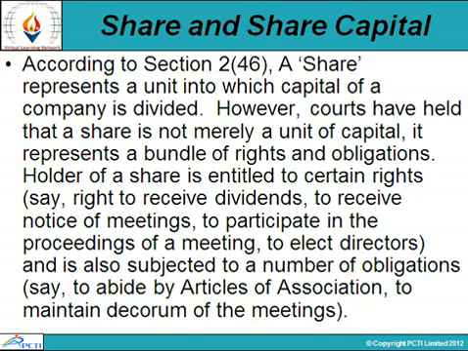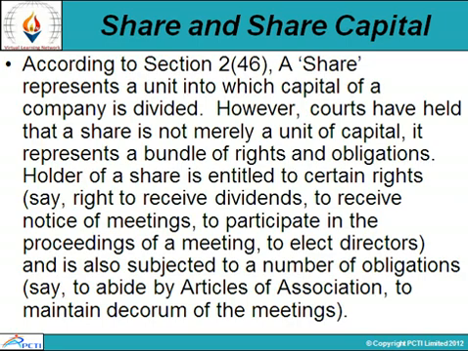Next is share and share capital. According to section 246, a share represents a unit into which capital of a company is divided. However, courts have held that a share is not merely a unit of capital. It represents a bundle of rights and obligations.